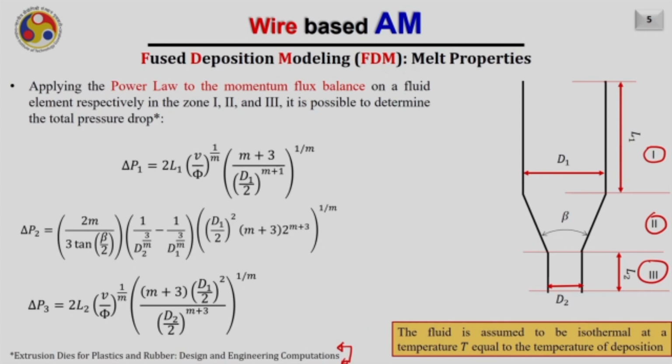From this book, I have obtained that the pressure difference in zone 1 required to push the wire will be equal to 2L1, that is the length of zone 1, times V, which is the velocity of the wire or the melt into the nozzle, divided by phi, to the power 1 upon m, bracket 1 plus 3 divided by (d1 by 2) to the power m plus 1, to the power 1 upon m.